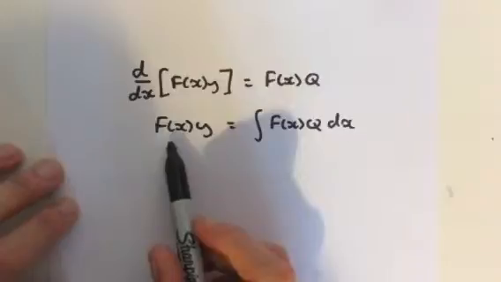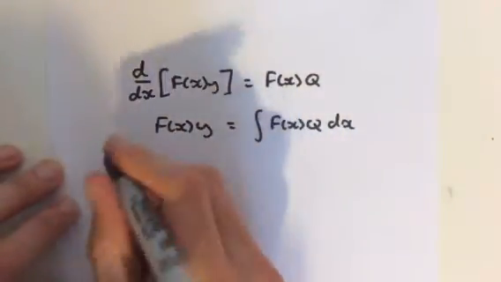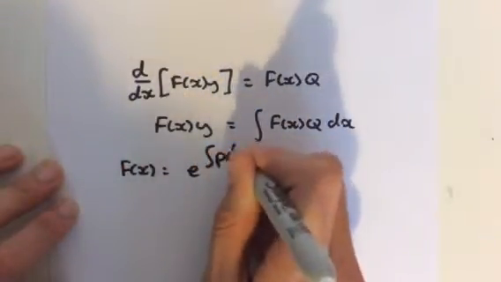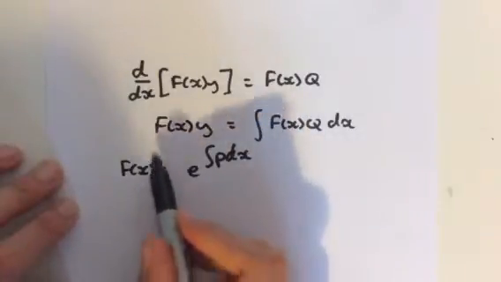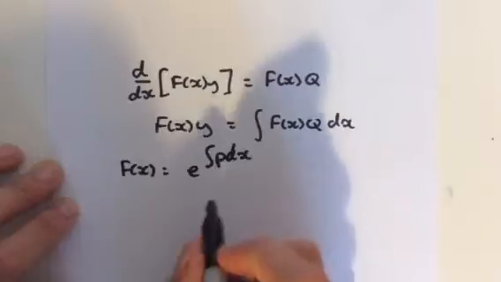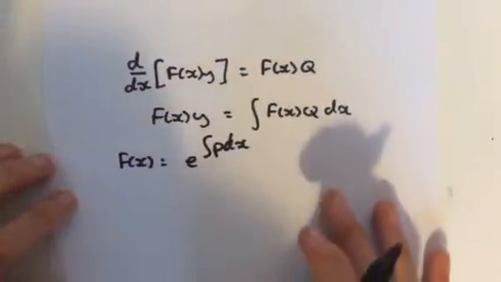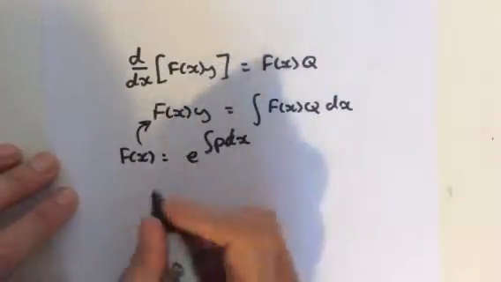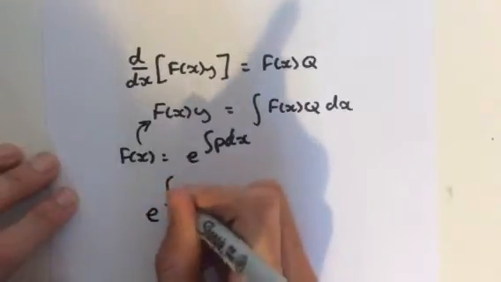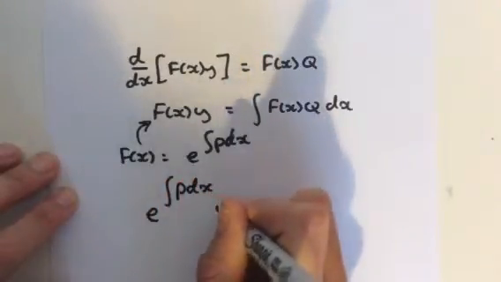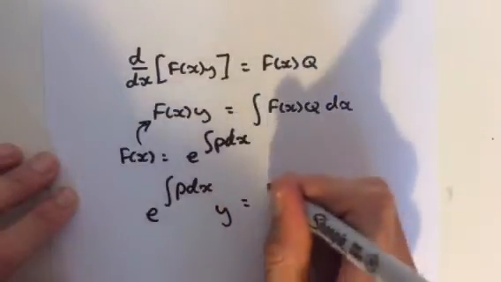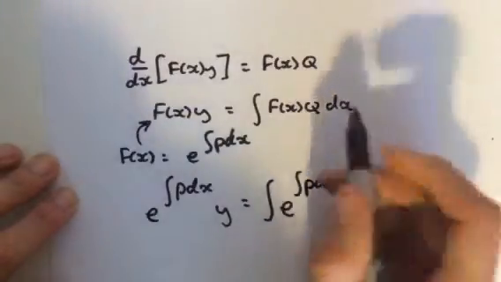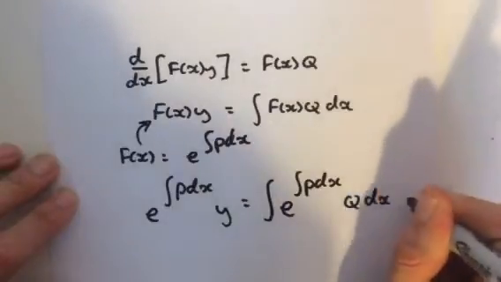Now, we know what f(x) is, don't we? If you remember, f(x), our integrating factor, is equal to e^(∫p dx). So by knowing this, we can substitute f(x) into this equation, and that gives us our general solution that we saw earlier in the video. We get e^(∫p dx) times y is equal to the integral of e^(∫p dx) multiplied by q dx, and then plus c.